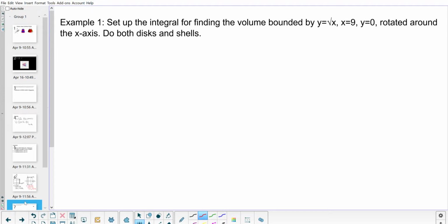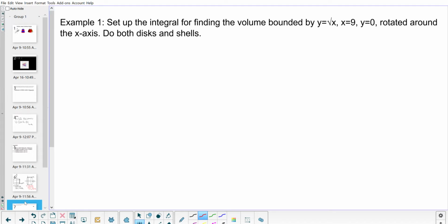Okay, so now I want to do some examples to kind of learn more about shells. And I thought that actually first it would be really great to compare discs to shells. Now, the thing is it doesn't actually matter which one you pick. You should get the same answer.